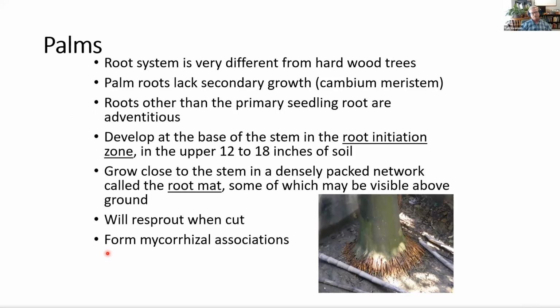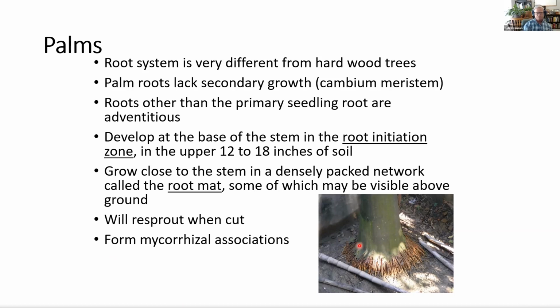The root system of palms is very different from those of hardwood trees. Again, they're going to stay that same diameter from the time they're produced all the way out several times the height of the plant in all directions. So palm roots, again, they lack secondary growth because there's no cambium there. Roots other than the primary seedling roots are adventitious, so they just come off of the trunk. You can see there's just thousands of them.